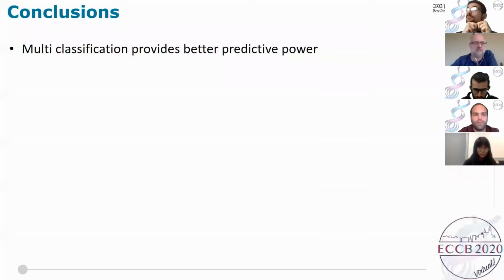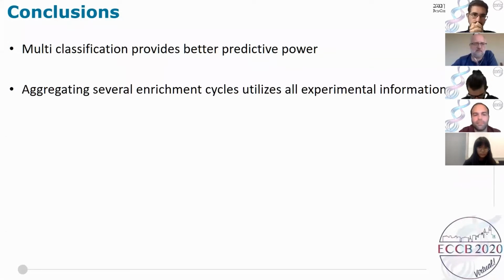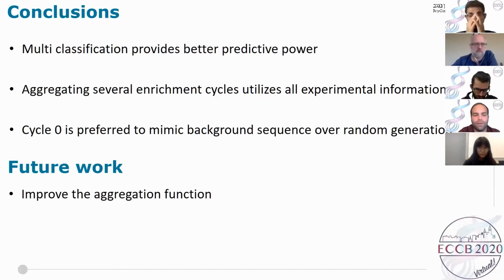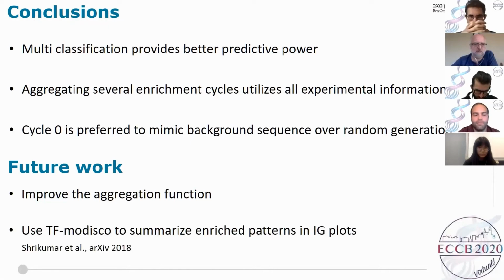Several conclusions. Multi-class classification provides better predictive power as the sequences are better separated between their states. Aggregating several enrichment cycles utilizes all of the experiments' information, since different cycles comprise different information. Cycle 0 is preferred to mimic background sequences over random generation, because this way we can keep the statistical properties of the initial DNA pool. For future work, we plan to improve the aggregation function, which always uses 3 fixed enrichment cycles, which are not always the best for each HT-SELEX experiment. And we plan to use TF-MoDISco to summarize different sequences to produce logos.